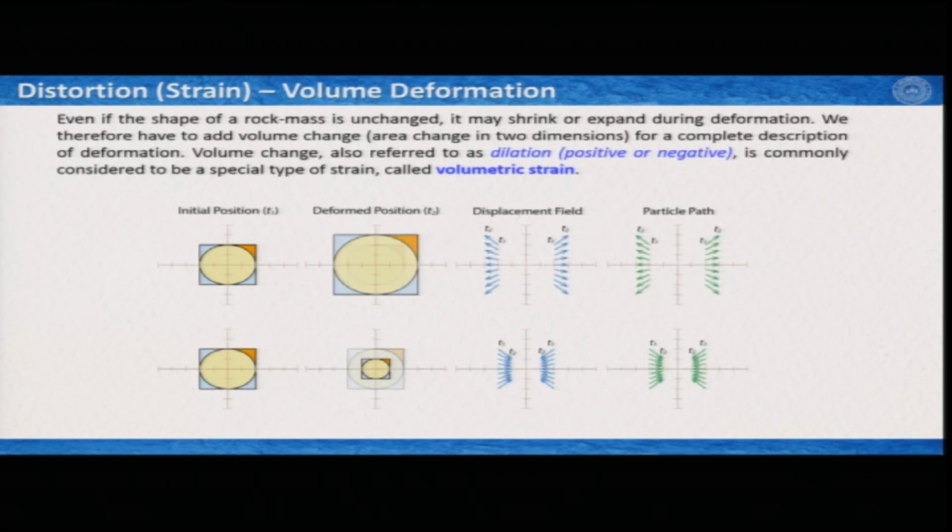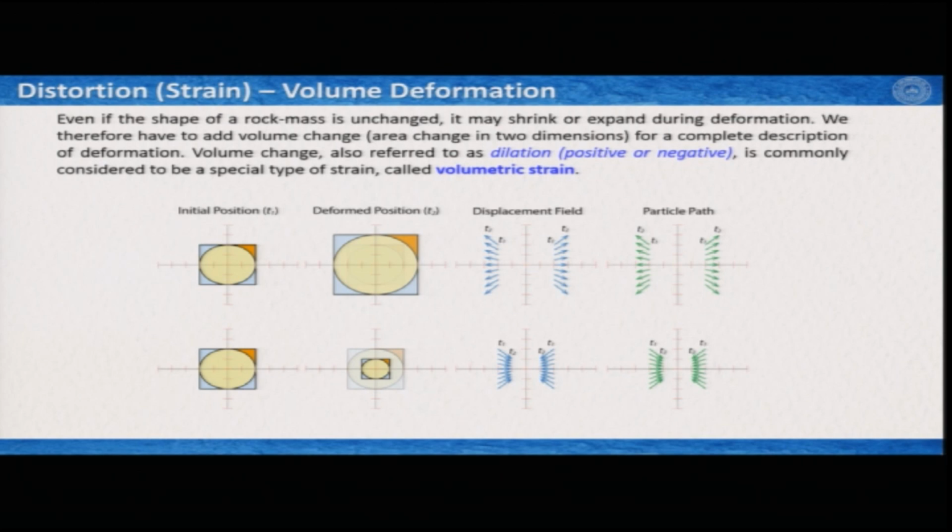Then volume deformation is something where you don't keep the volumes constant during deformation. So you can keep the shape similar, but not the volume. So even if the shape of a rock mass is unchanged, it may shrink or expand during deformation. We therefore have to add volume change, that means area change in 2 dimensions, for a complete description of the deformation.